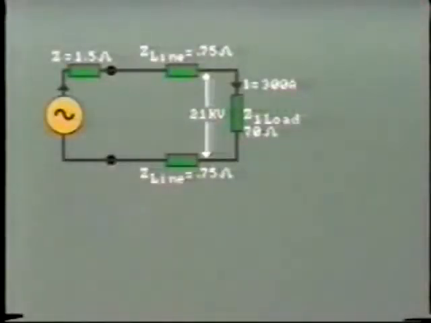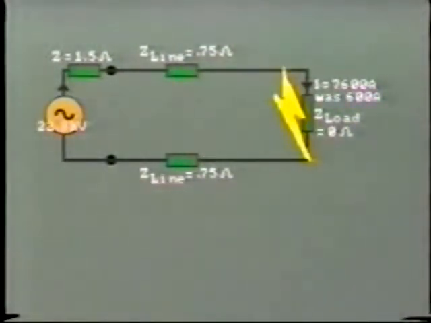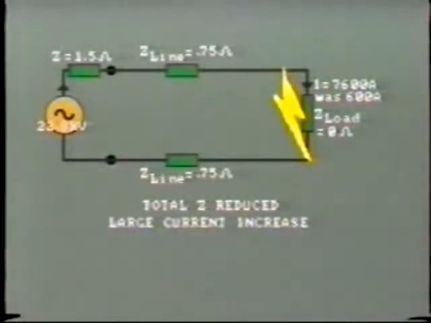We know in practice that it is all a lot more complicated than this. We have 3 phases to worry about, and moreover, the impedances may be at different angles and therefore would have to be added vectorially. But the conclusions are very clear. First, note that an increase in load decreases the load impedance, and therefore decreases the total circuit impedance. Secondly, as a result of the short circuit, the total impedance is greatly reduced, and the consequent increase in current circulating in the system is dramatic. In our example, it has increased by approximately 13 times.